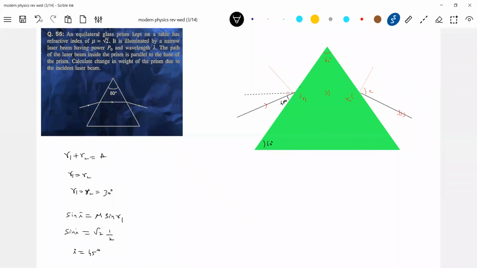Okay, let me take help of this one. So this angle is what? 45 degrees. So this angle should be 15 degrees, and this total angle is 45 degrees.